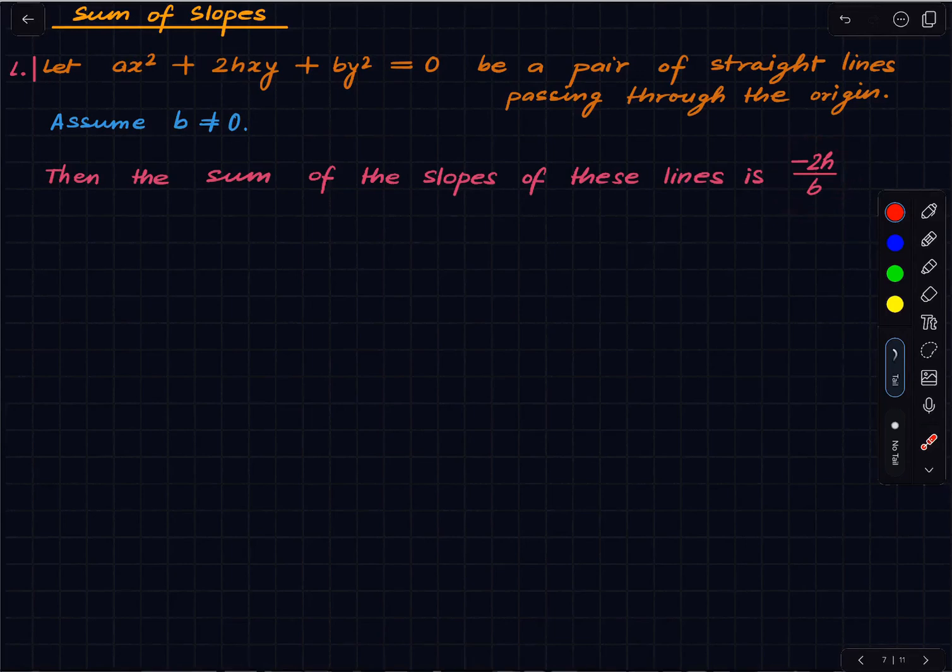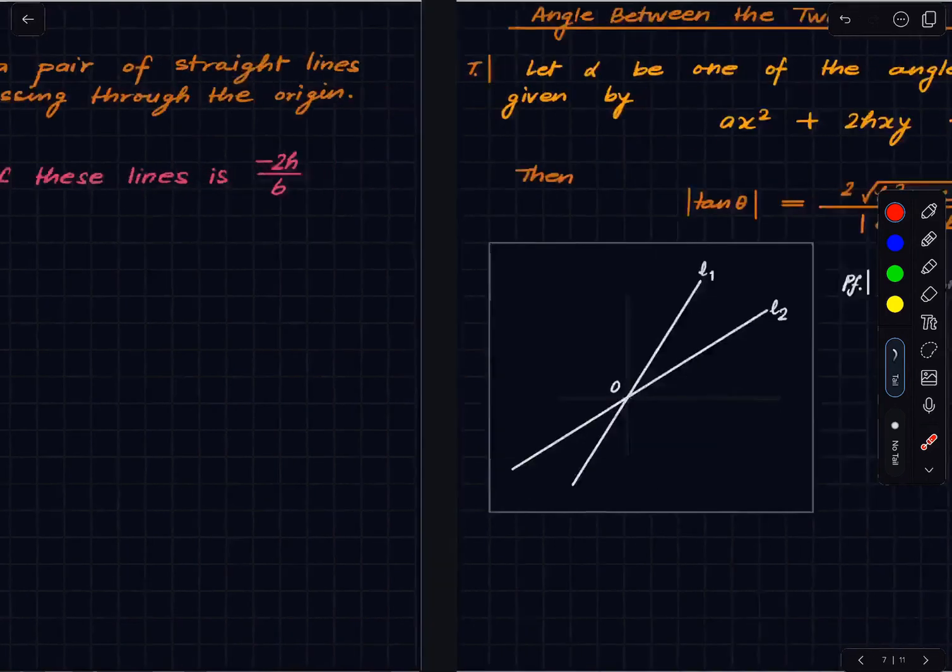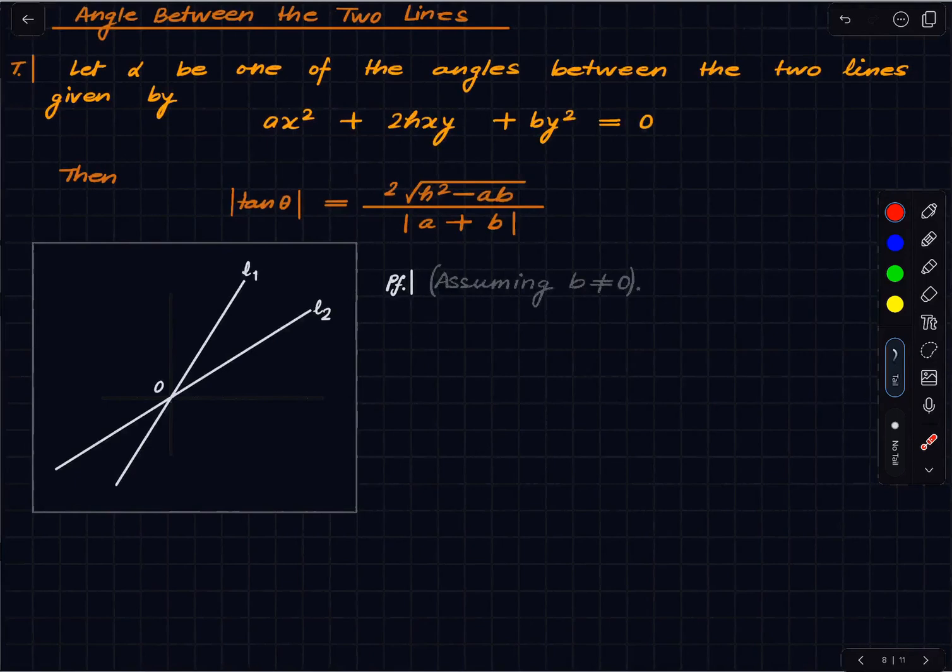Okay, and we can put all this together to find the angle between the two lines. So let's say theta be one of the angles, not alpha. Let's use theta. So let theta be one of the angles between the two lines expressed by this equation. Let's say this one is theta. Doesn't matter. So what we are saying is that the tangent of theta in the absolute value is equal to this expression.